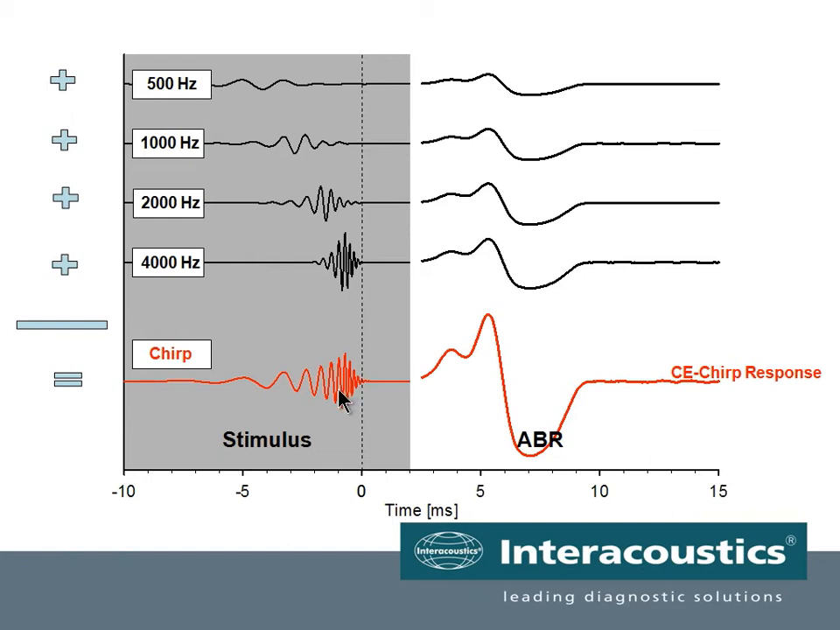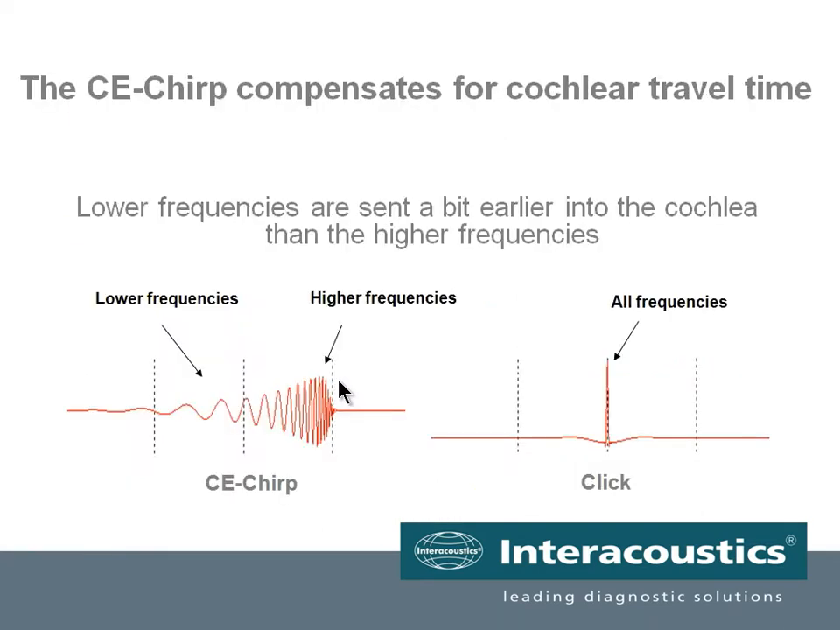That is how we have created the CE-Chirp stimulus for ABR or ASSR. It looks like this, and we have the low frequencies coming into the ear a little bit sooner than the high frequencies. This is different from the click where they all arrive at the same time.